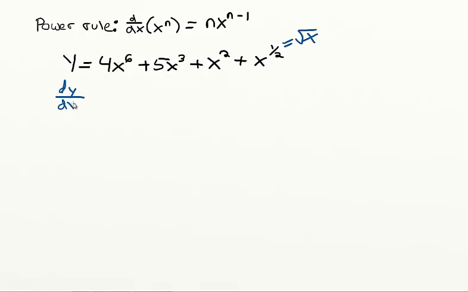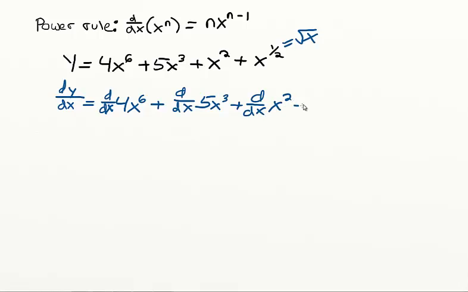So dy/dx is going to be equal to the derivative of 4x to the 6th, plus the derivative of 5x cubed, plus the derivative of x squared, plus the derivative of x to the 1/2. That's because when we're taking the derivative of stuff that's added together or subtracted, we can just distribute that derivative operator to each term.